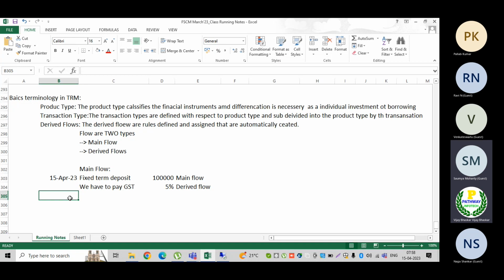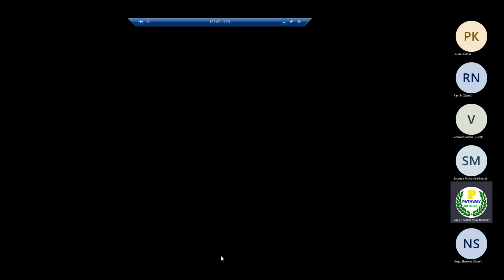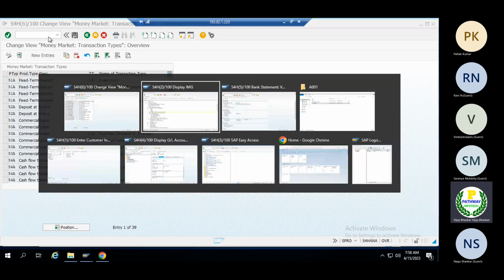Sir, at the time of creating a contract, for example, a contract for a fixed term deposit, if we add any charges like GST or bank charges, then that is called the derived flow, right? Exactly. See here, whenever we are creating, I'll give the example.